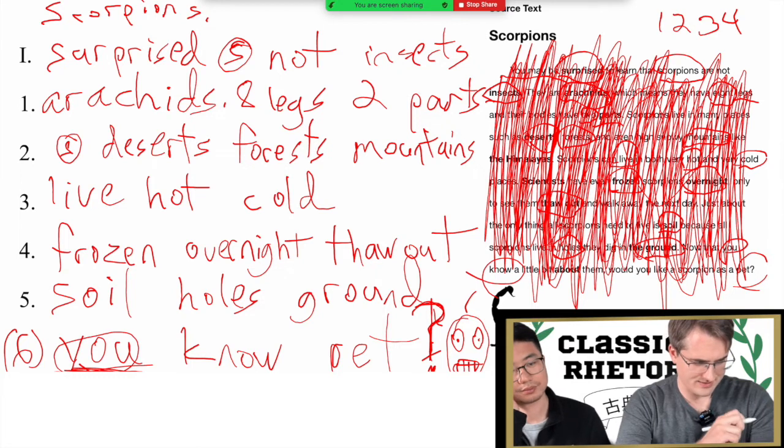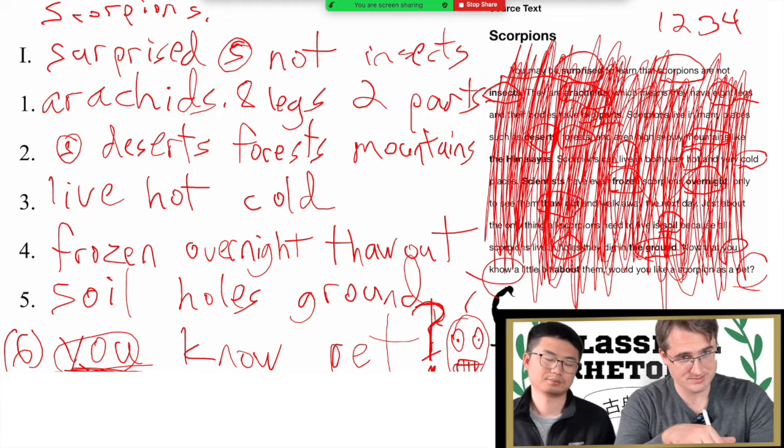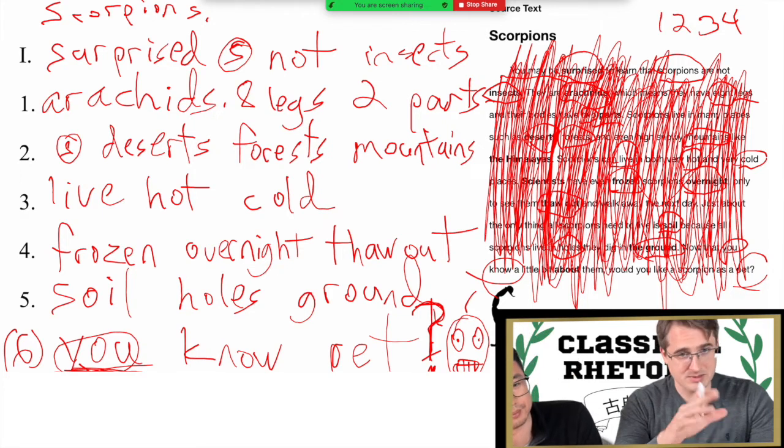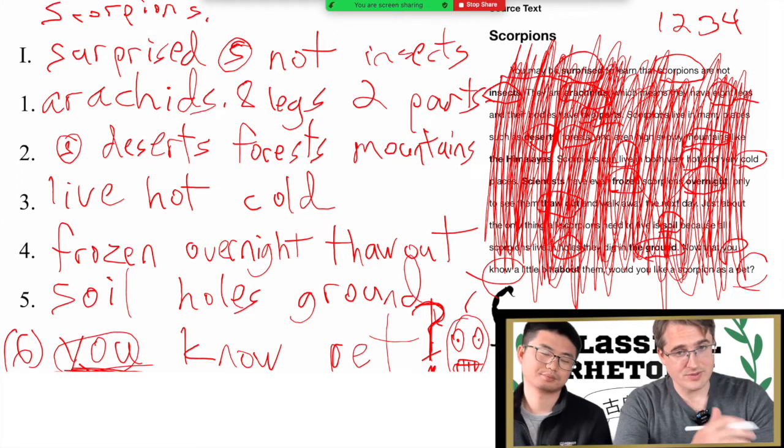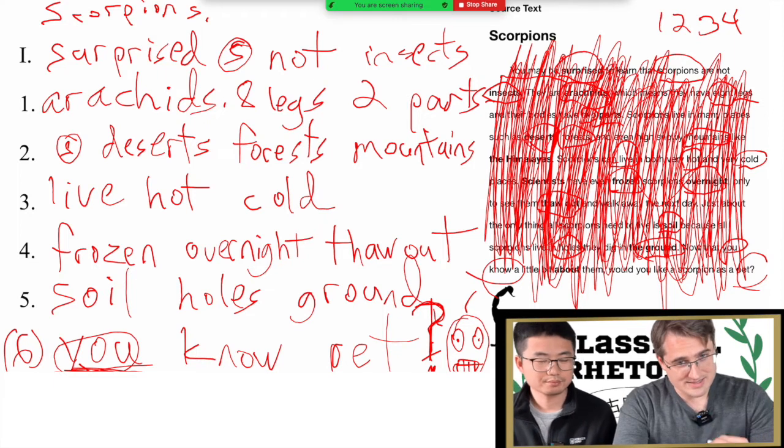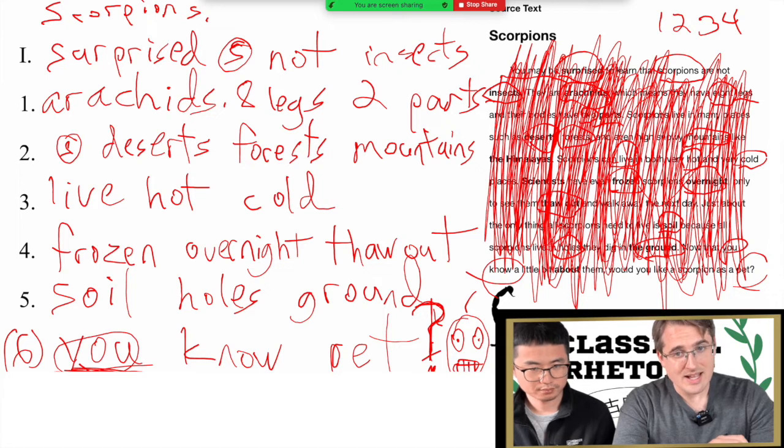Scorpions are not insects. You might be surprised to know that. Scorpions are actually arachnids because they have 8 legs and 2 parts. Their body has 2 parts. Scorpions live in many places: deserts, forests, mountains, and anywhere where they can dig a hole to live in, really. They can live in very hot places and in very cold climates. Scientists have frozen scorpions overnight, and in the morning, the scorpion will thaw out and walk away. The only thing that scorpions really need is soil, because they live in holes they dig in the ground.